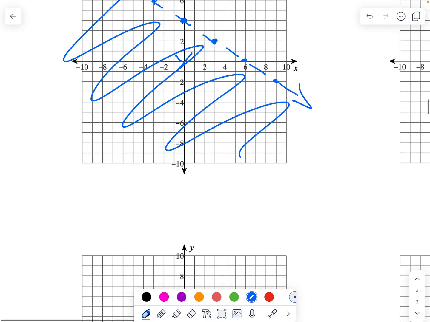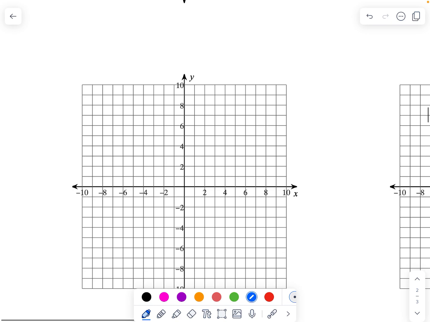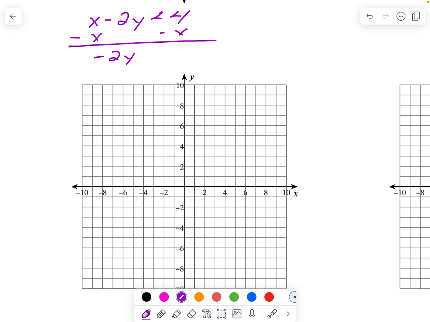All right, now I have a really tricky one for you. Really tricky. But I know you can do it. What about this problem? Well, right now, it is not in slope-intercept form. So let's get it into slope-intercept form. We're going to subtract x from both sides. Negative 2y less than negative x plus 4. Now we need to divide everything by negative 2.